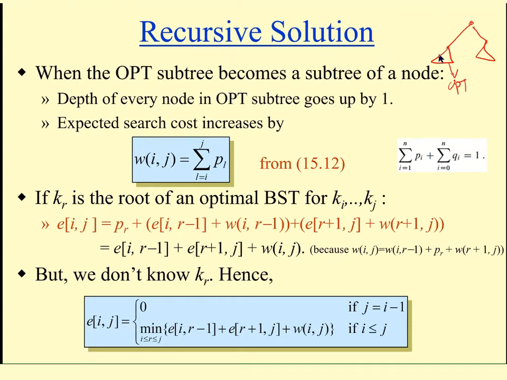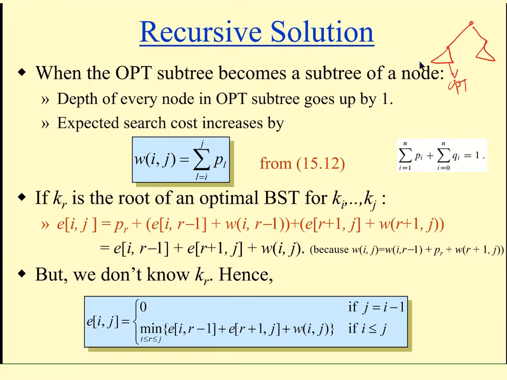So all the nodes' depths will be increased by 1, right? Because we put them under this one. So initially it is 1, and then it will be increased by 1. Of course, if you put this one under another node, it will be increased again. So the first step is a recursive way: the depth of every node in the optimal subtree goes up by 1.